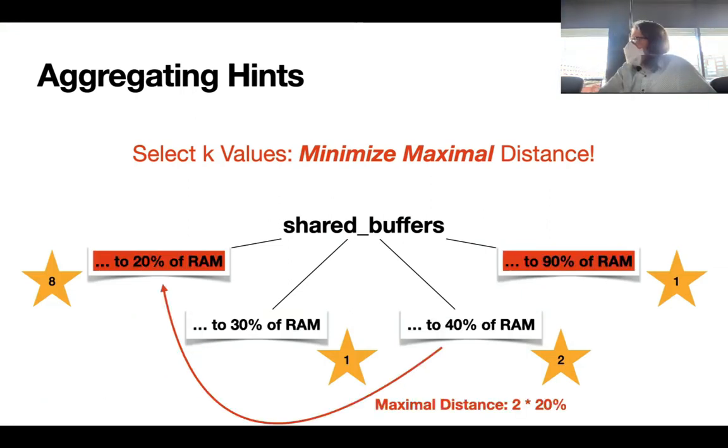If instead I'm selecting those two values over here, then the maximum weighted distance that I'm getting is between the recommended 40% and the selected 20%, which is a distance of 20%. And I'm weighting that by a factor 2, because this hint is somewhat important, but maybe not that important. Maybe the source that I extracted this hint from didn't receive a very high weight in the training process. So here I probably want to try out 20% and 90% in order to optimally cover all those different suggestions with only 2 settings.